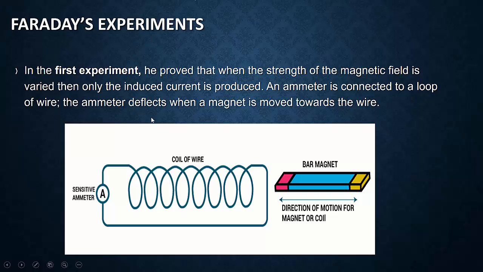Now, Faraday studied some experiments. We need to know all this, so I have just included these slides. Let's see his first experiment. He proved that when the strength of the magnetic field is varied, then only induced current is produced. An ammeter is connected in the loop. The ammeter deflects when the magnet is moved towards the wire. If we move it towards the wire, then it will show deflection.